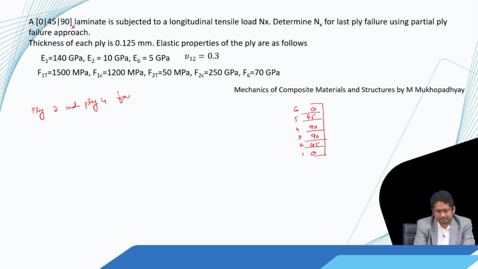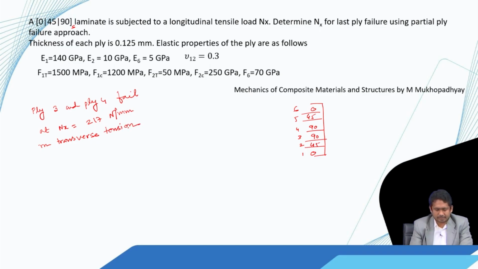Ply 4 fails at a load of Nx equal to 217 Newton per millimeter, and it fails in transverse tension. So, previously we set the stiffness of this ply to 0, but in a partial ply failure approach we are concerned with at what mode it fails. Because it is failing in transverse tension, we do not need to set E 1 equal to 0.